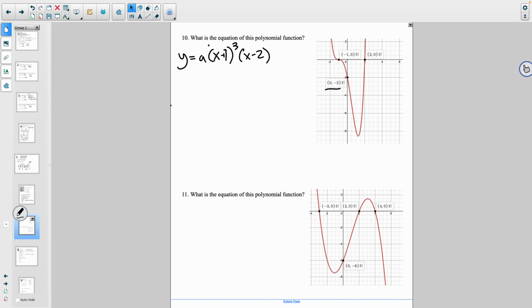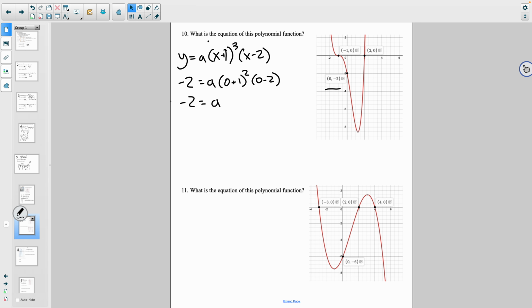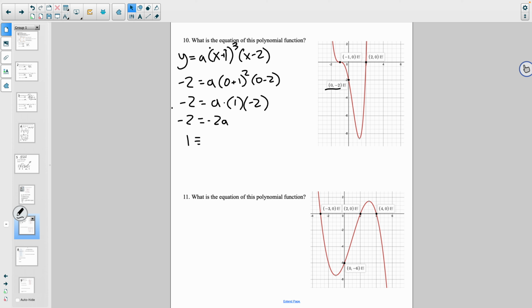Now we can plug in this point, 0, negative 2. Negative 2 equals a times 0 plus 1 cubed, times 0 minus 2. And let's see, this is 1 cubed, which is just 1, and negative 2 here. So once again, we have negative 2 equals negative 2a. So a is just 1 again. 1 equals a.